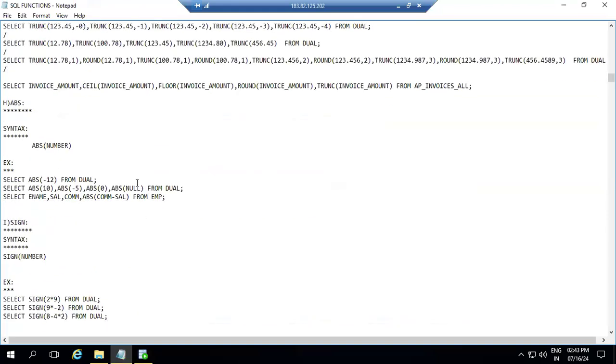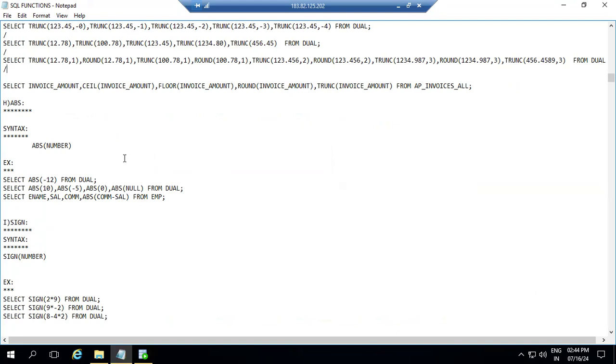It's clear, right? So next we are having this ABS. That means it gives the absolute value of n. So if n is positive, it stays positive. If n is negative, it converts to positive.